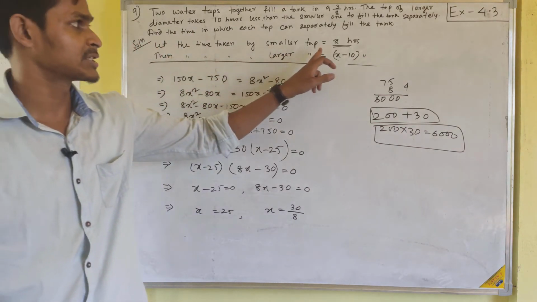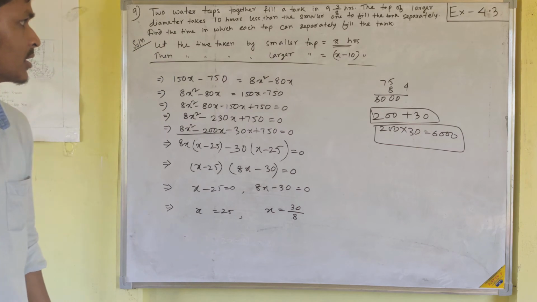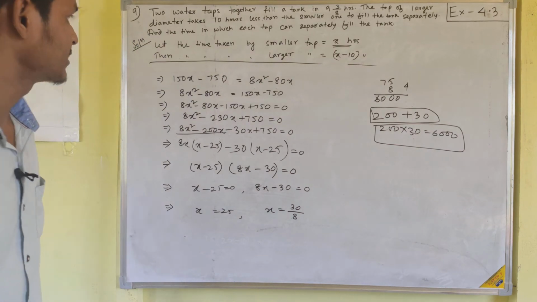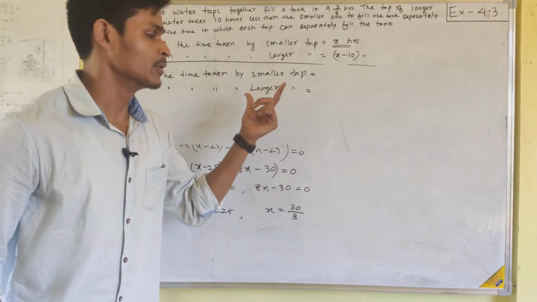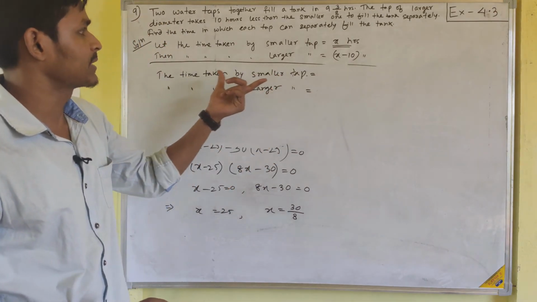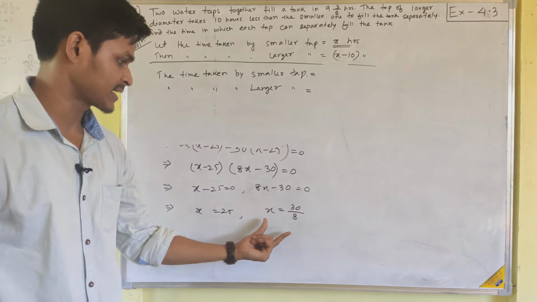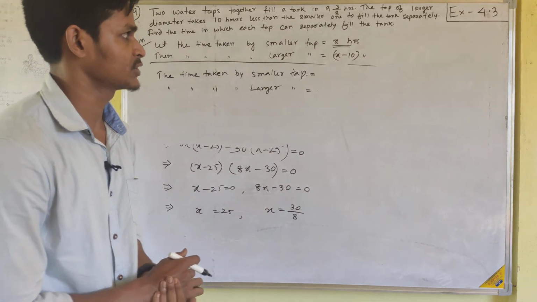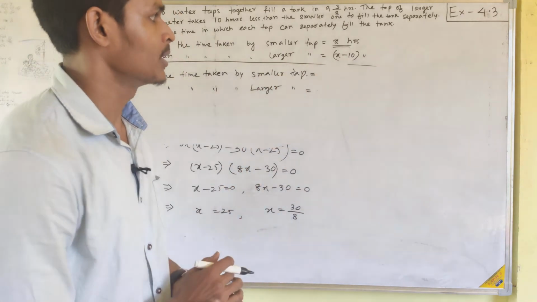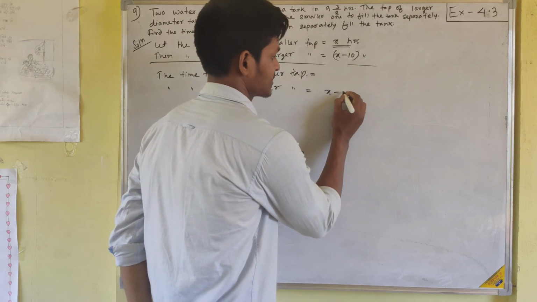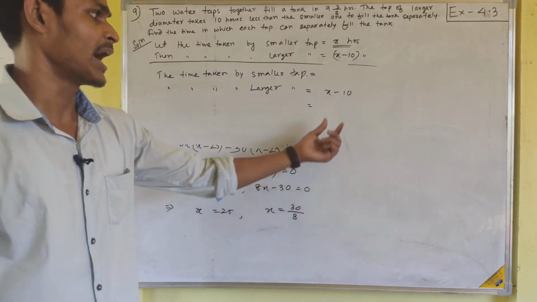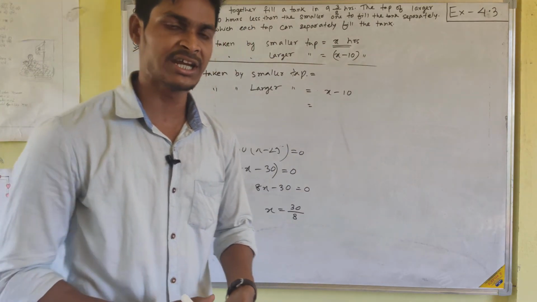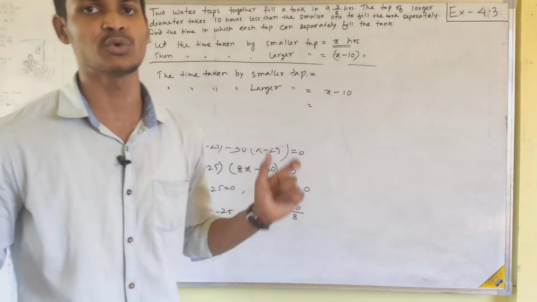Let the time taken by the smaller tap be x hours. Now you look here, we get two values, x is 30 by 8 and x is 25. First you try to put the value in the larger tap, which is x minus 10. If I put the value 30 by 8, I get a negative value, and time cannot be negative. So I have to put the value x equal to 25.